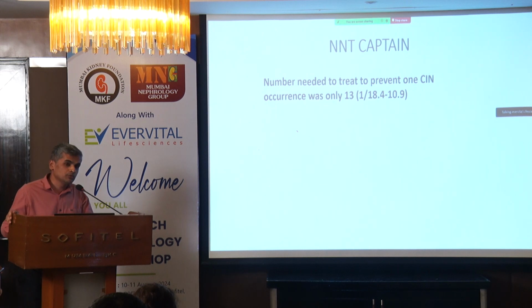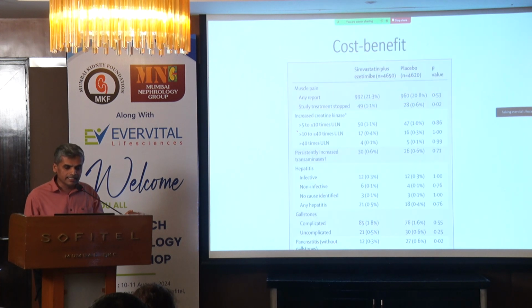As against, you need to withhold ACE inhibitors or ARBs in 13 patients to prevent one instance of CIN. So this point illustrates the difference between statistical and clinical significance. This also has to be borne in mind: what is the cost of the intervention, and the duration of the treatment that is needed.